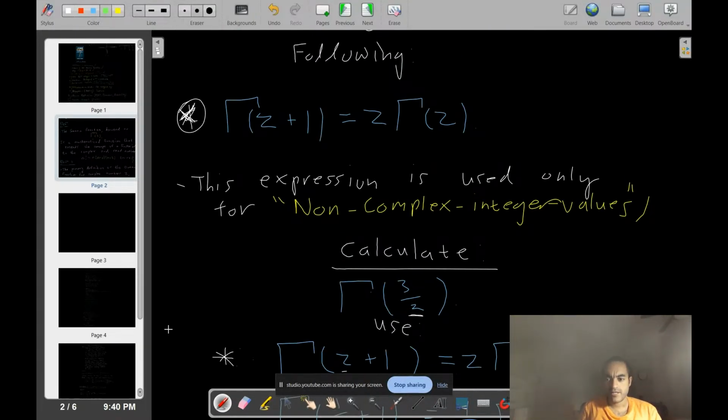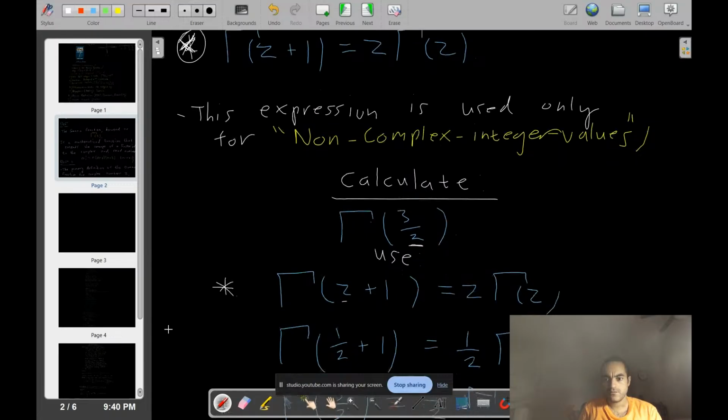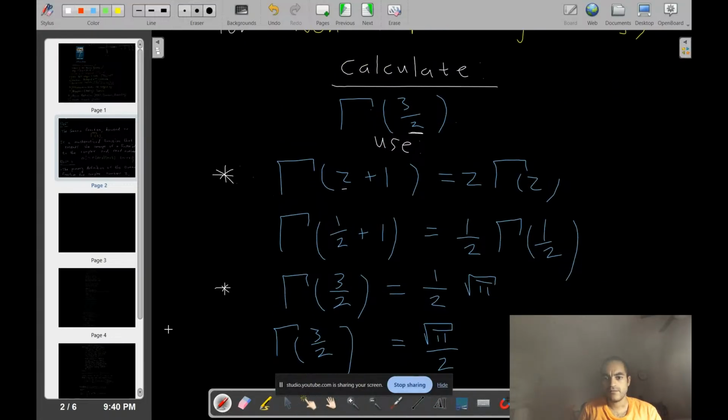So, non-complex, non-integer values. What would I mean? For example, if we want to calculate gamma of 3/2, as I'm pointing out here. Any questions?